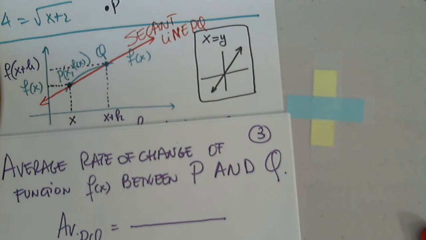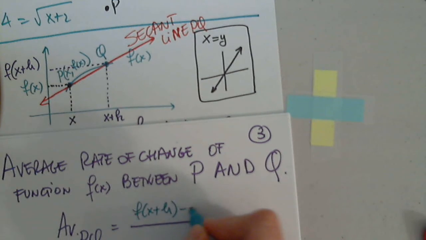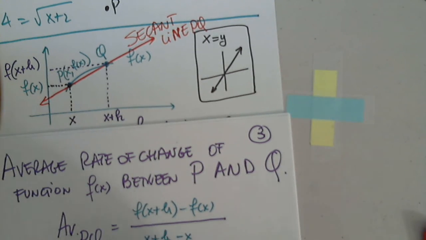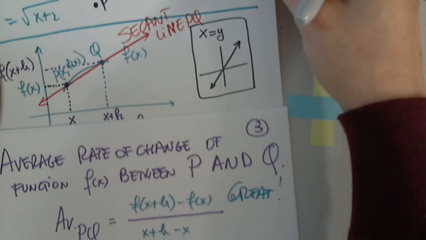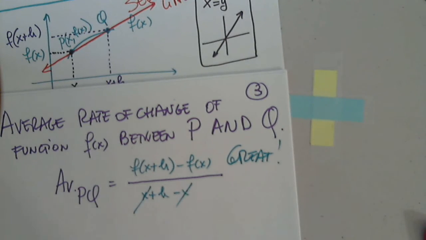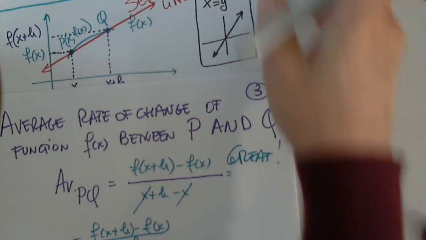I can't remember. It's on the tip of my tongue. Okay, can anyone help us? Wouldn't it be f of x plus h minus f of x over x plus h minus x? Awesome. Great job. Who was that? Amanda. Thank you. Great job. This is the slope. Now you notice that positive x with negative x, goodbye. So this is f of x plus h minus f of x divided by h.